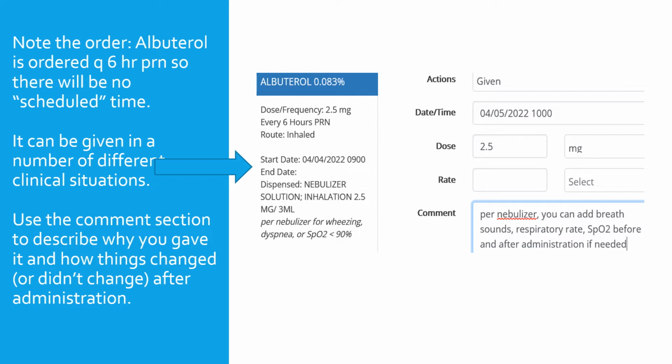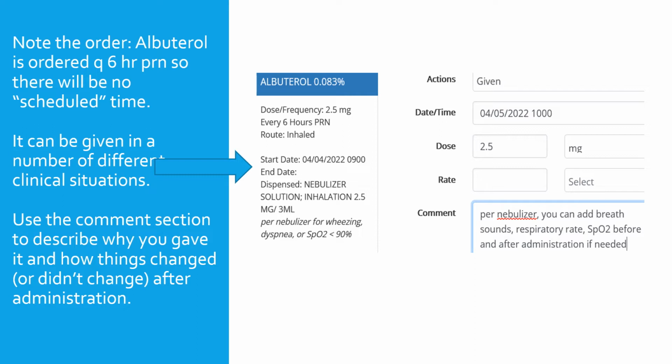So if you look at the order here, you can see that the albuterol is ordered Q6 PRN, so there'll be no scheduled time. You'll just click in the empty space when you want to give it. So in this example, let's say 10 a.m. is when you're going to give it. So your action will be given, the date and time pre-populate, and then it can be given in a number of clinical situations as we discussed, and then you can use the comment section to describe why you gave it and how things changed or didn't change after administration.